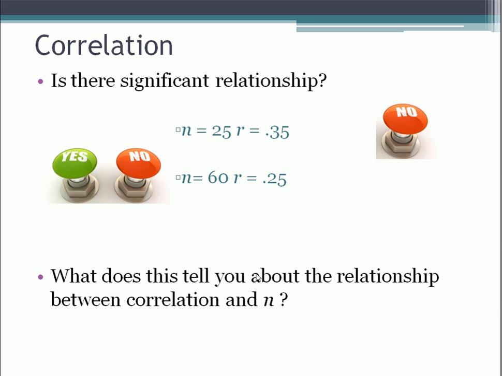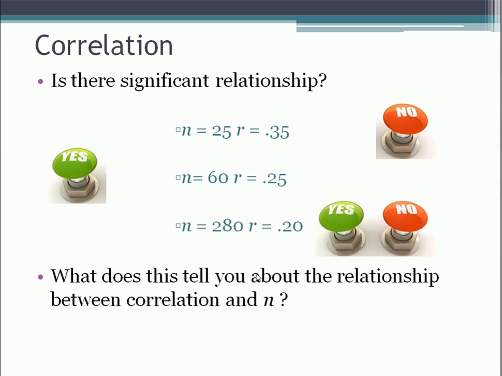So notice here, with a sample of 25 and a correlation of 0.35, what Cohen would call moderate, that's not a statistically significant correlation. But a correlation of 0.25, which is arguably smaller than 0.35, if you increase that sample size, that is statistically significant, right? So as that sample size gets larger, weaker and weaker correlations are statistically significant.